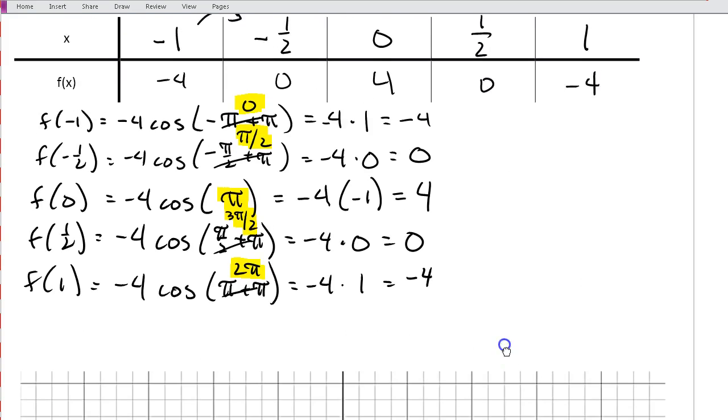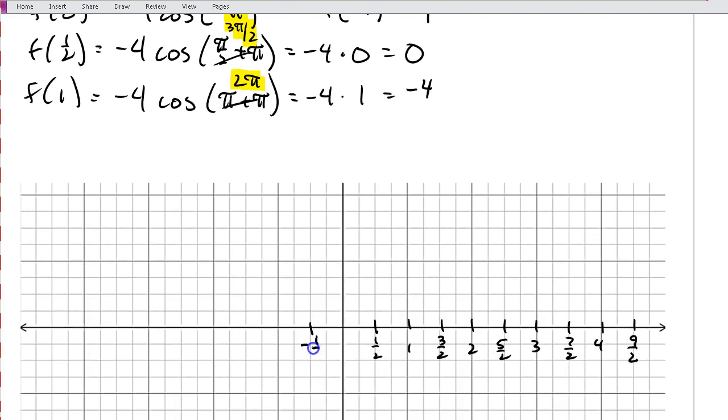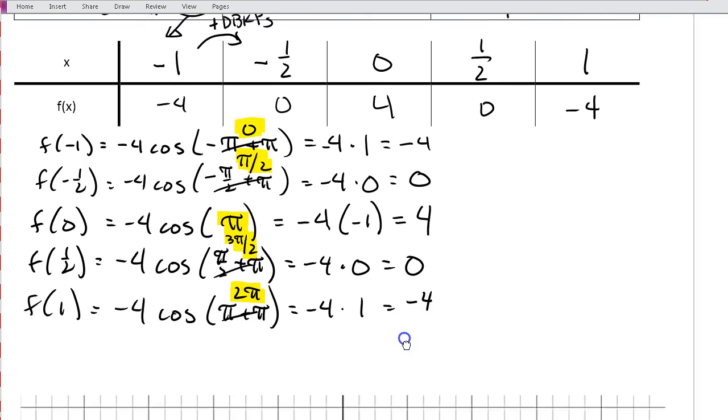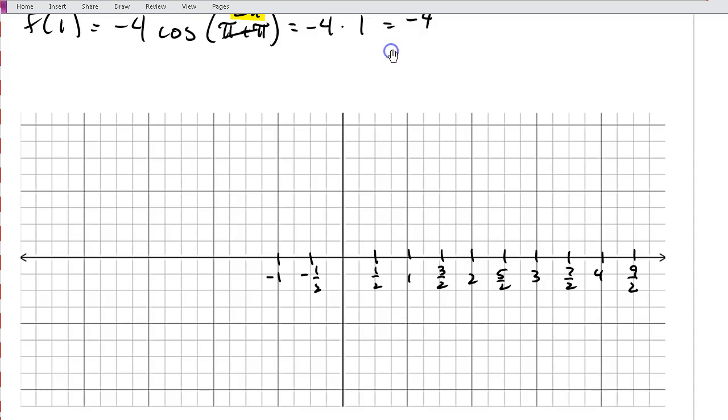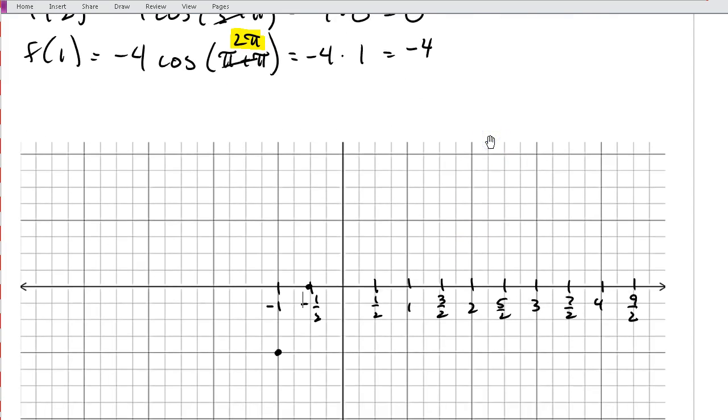So my first point is, I need to go to negative 1. So negative 1/2, negative 1. So I have negative 1, negative 4. So that's going to be here. Negative 1/2, 0. And then I had 0, 4, 1/2, 0, and 1, negative 4. So these were my 5 key points.